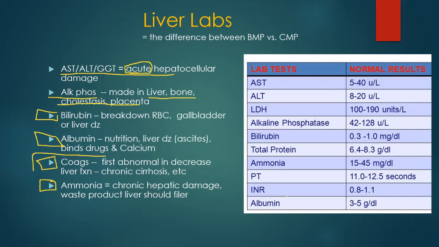Our coags are our first abnormal thing to go wrong. So if your liver is in trouble, your true function test is getting coags and seeing if the coags are malfunctioning. And then your ammonia. Your ammonia is that nitrogen waste product that the liver should be filtering. When it's not filtering, we have a problem.